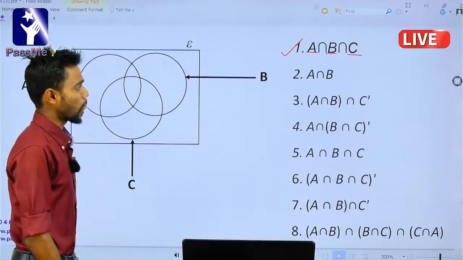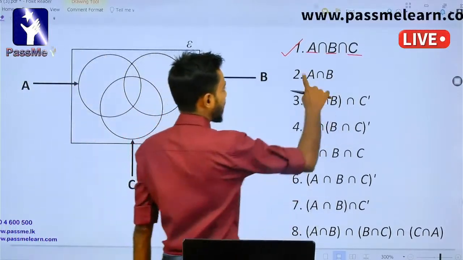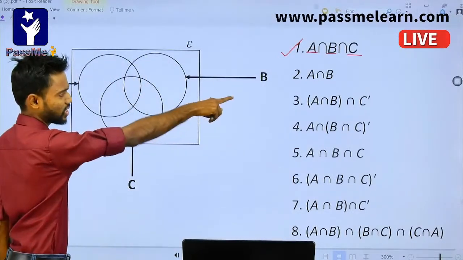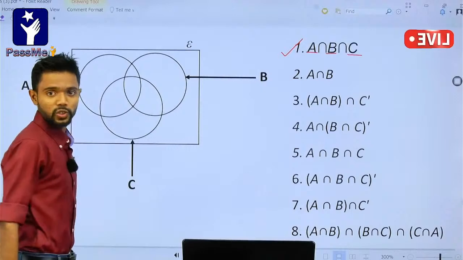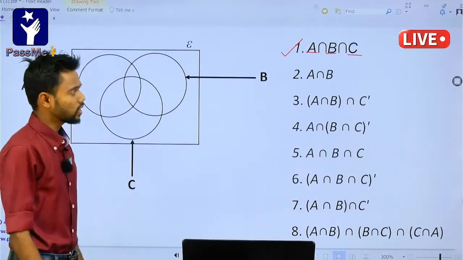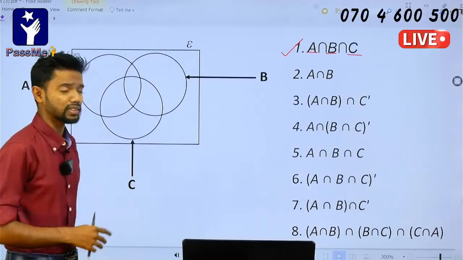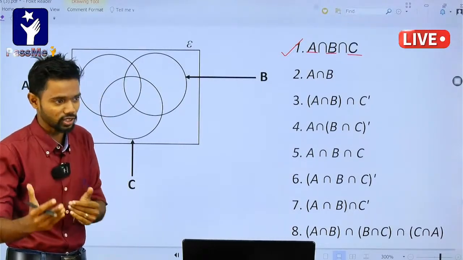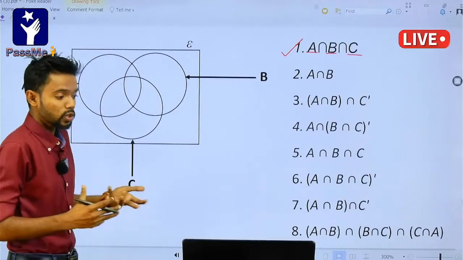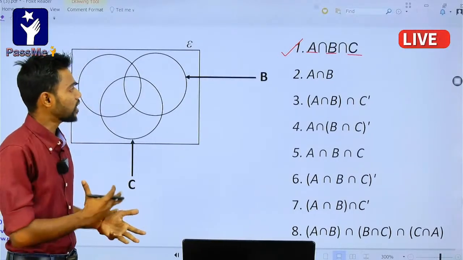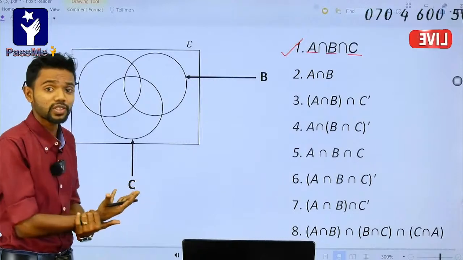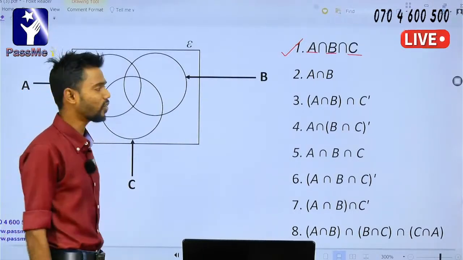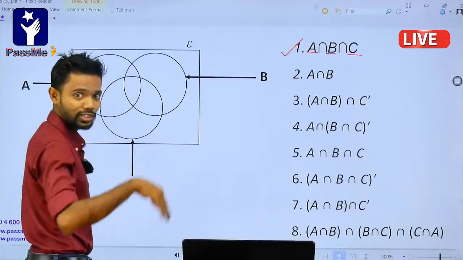Okay, question number 2. This is A intersect B. Even though there are three circles, I just use question number 2 to explain. Some students think that if there are three circles, it looks complicated. When it comes to the exam point of view, most students think that if there are three circles, the question is more difficult compared with the previous year. Likewise, they prejudge before going to the questions.